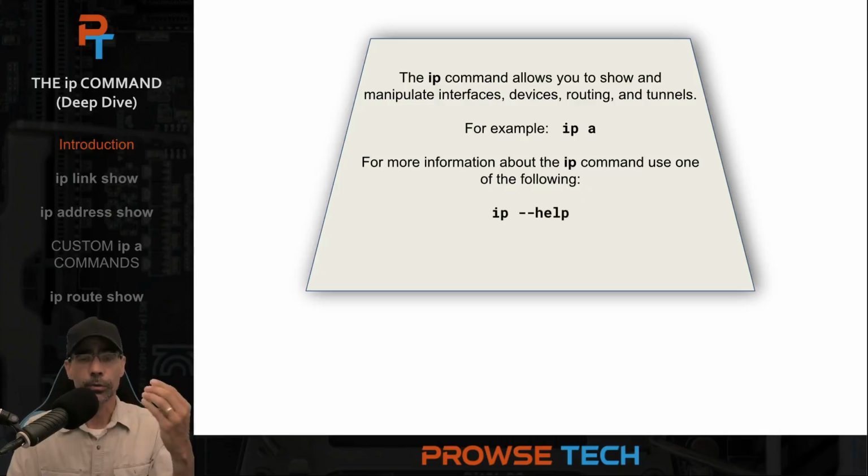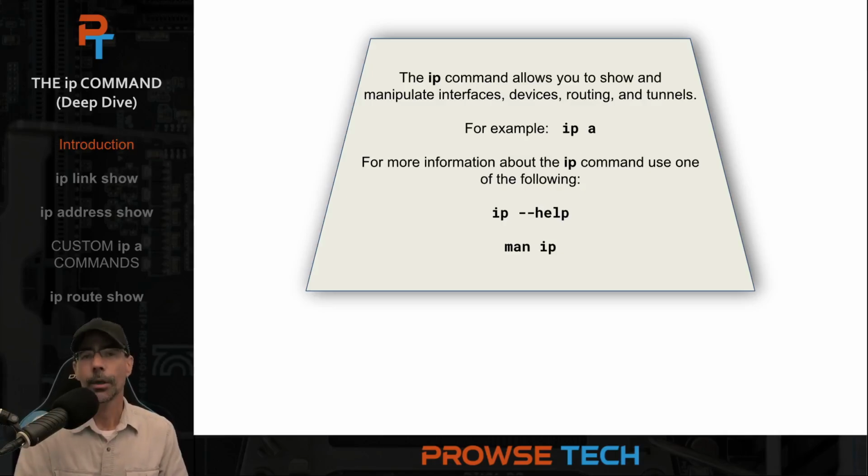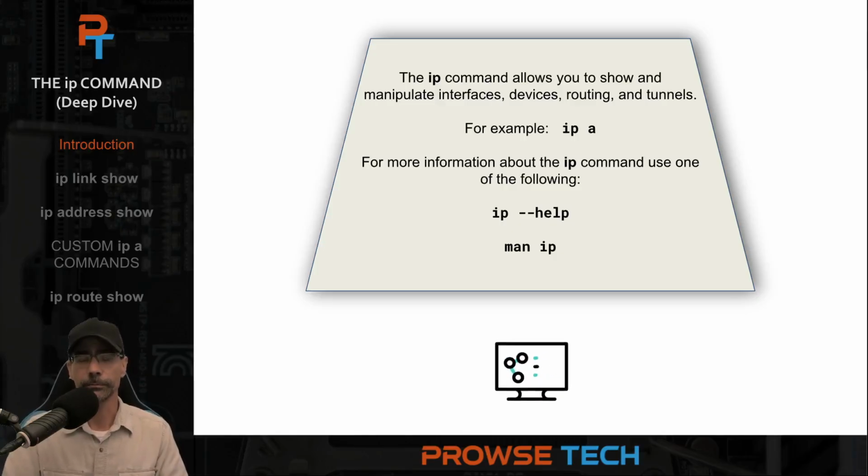You're either going to want to go to IP-help or the manual page, man IP. For the short version of the help feature for the IP command, use IP-help. For more in-depth information, use the manual page, man IP. So let's show both of those now within a Linux system.